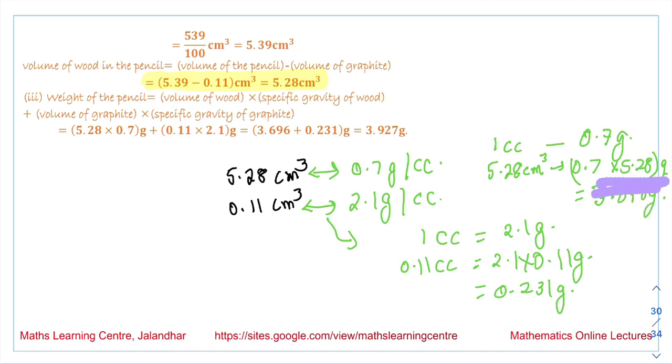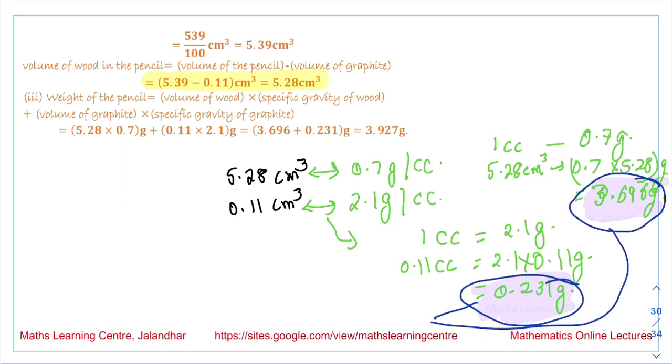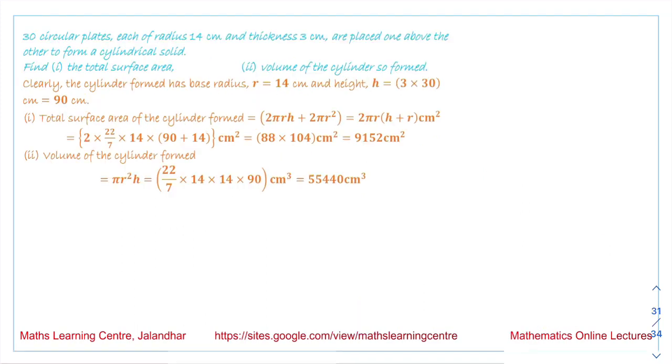We are talking about these two values. So this is one value and this is the second value we have. So the total weight of the wood will be the sum of these two values, and the sum of these two values is 3.927 grams.